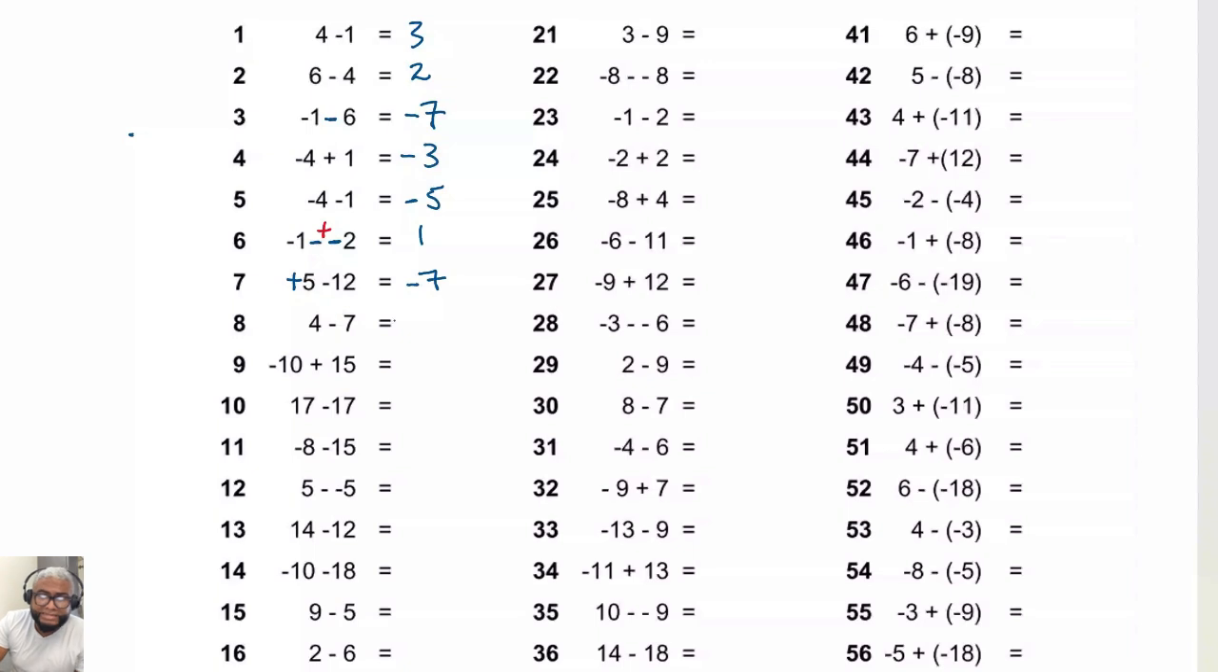Next one. 4 minus 7 is what? What sign is understood in front of 4 here? Plus. So the two signs are different. What do I do? Take away. So I get -3. Excellent.